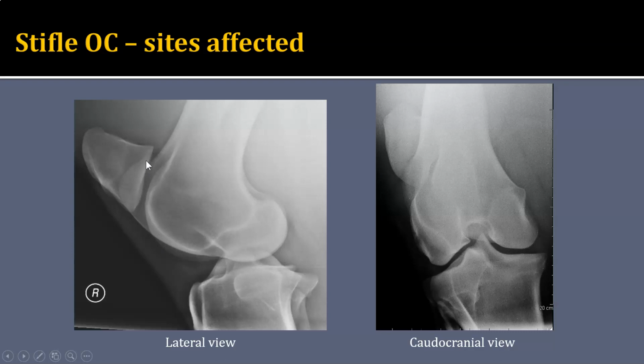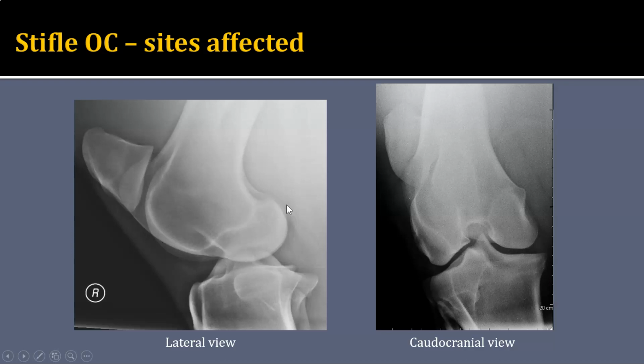I didn't state, but the articular surface of the patella can also be affected, but it is quite uncommon. So the ridges are best seen on the lateral view, and then also we can do a caudolateral craniomedial oblique view, which will really highlight that lateral ridge, and I think I have an example in a patient case to show you.